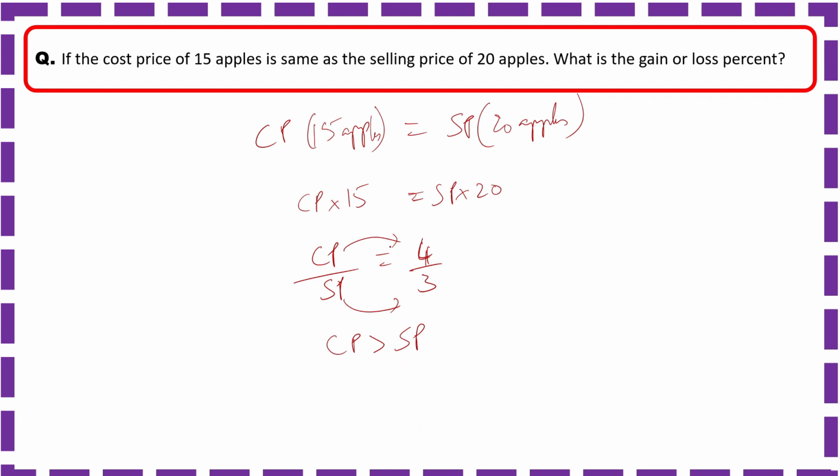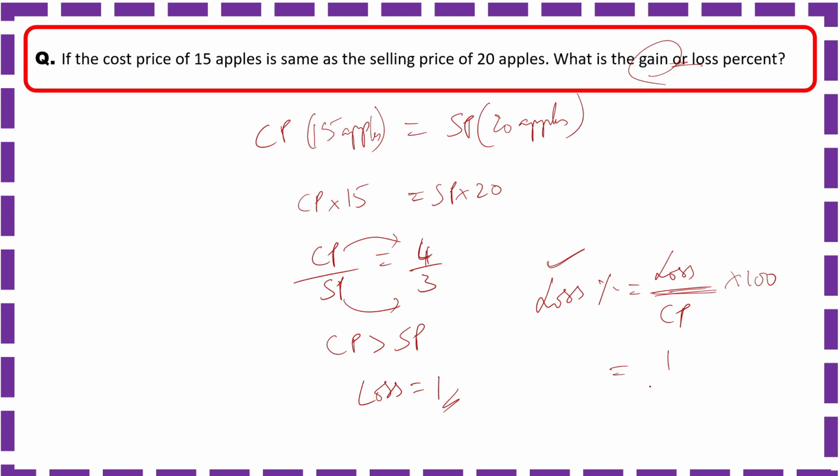So what is the loss? What is the difference of CP and SP? Difference is 1. So loss is 1 unit. Find the loss percent here. So no more gain here, only loss. So loss percent is, we know, loss by CP. Whenever we have to calculate the profit percent or loss percent, we have to consider CP, not SP. So loss by CP into 100. So loss is 1 by, what is CP? CP is 4, right? So 1 by 4 into 100. So loss percent is 25%.